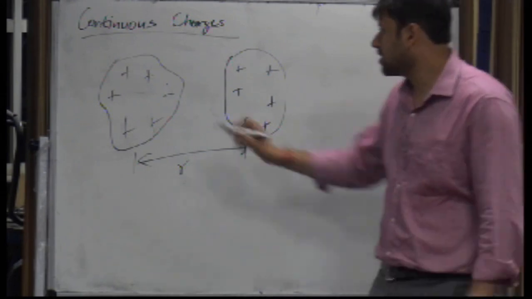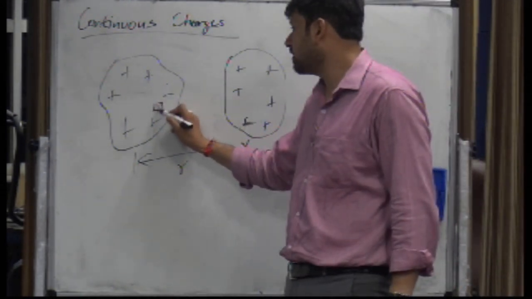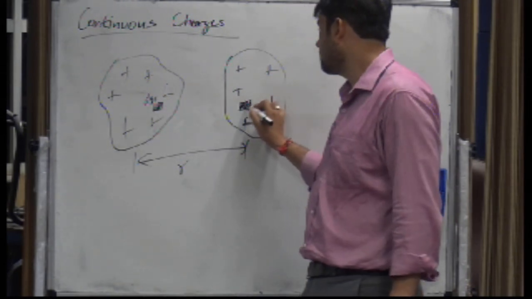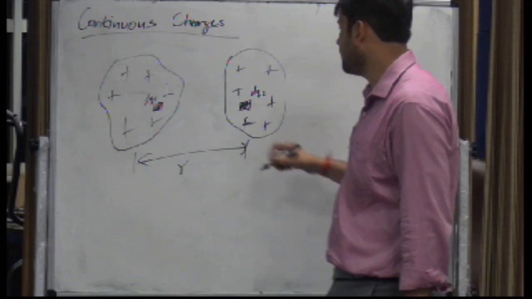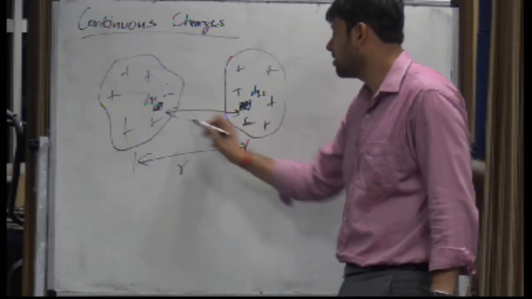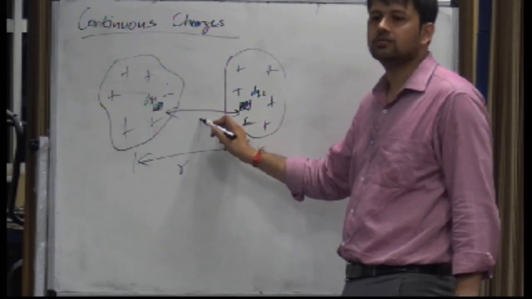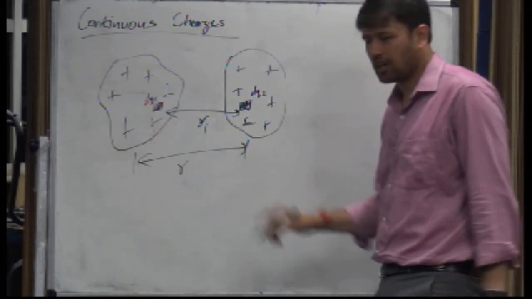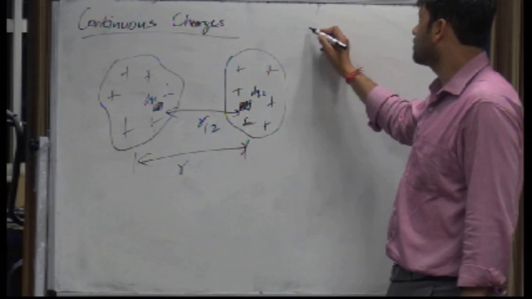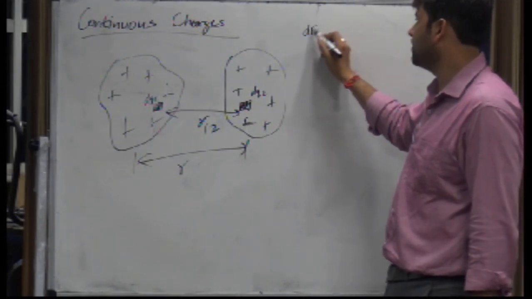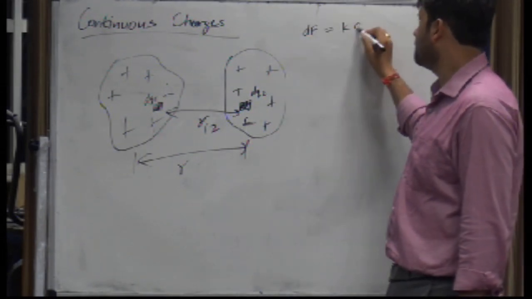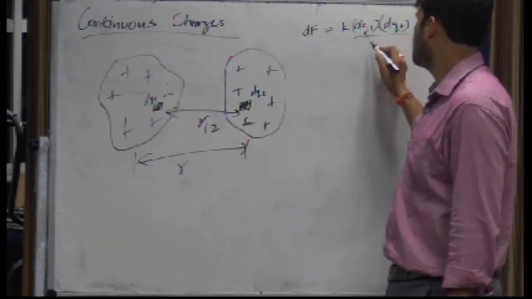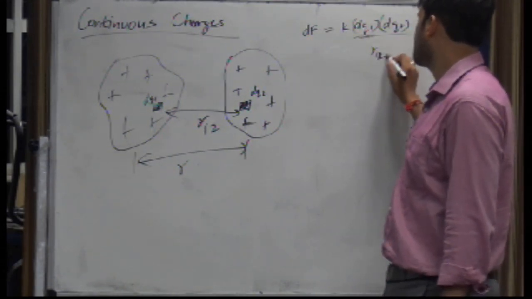How to approach it? You need to take a small element dq1 here and another small element dq2. Let's say the separation between them is r12. You need to find the force between these two, which would be k dq1 dq2 upon r12 square.